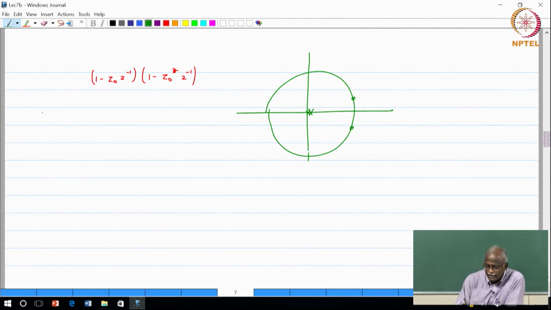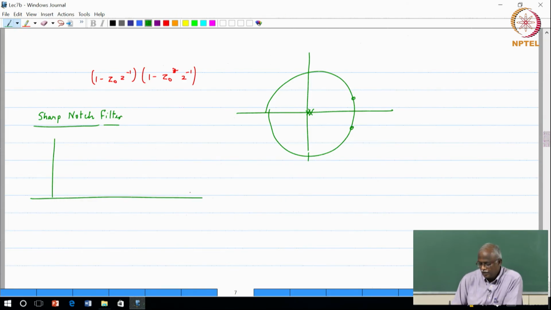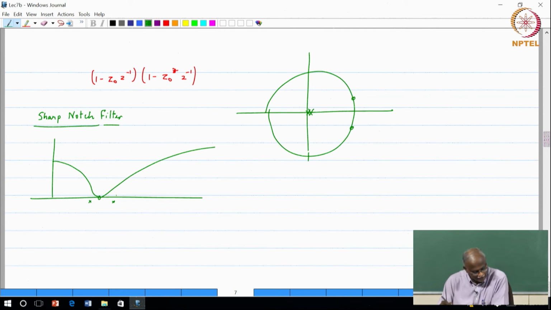So, if I want a sharp notch filter, the intuition from chapter 5 of Oppenheim and Schafer says I have got a zero, so the response is like this. Now, how do I make it sharp? I have to add a pole very close to where I want this. So, basically I have to add a pole somewhere around that point. Yes, that is the correct thinking.